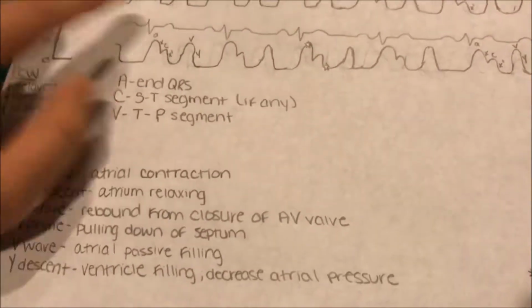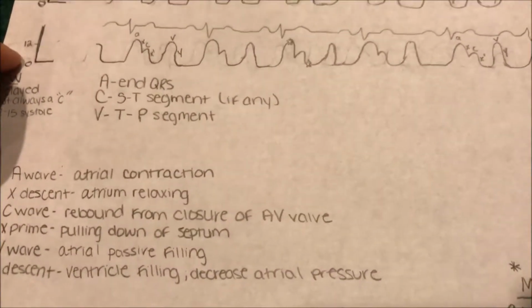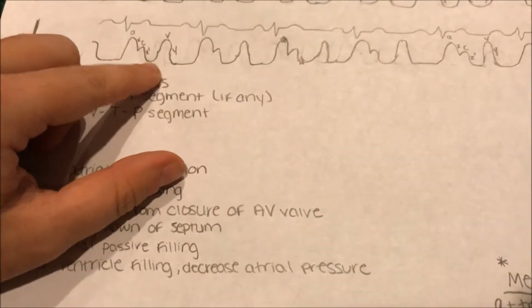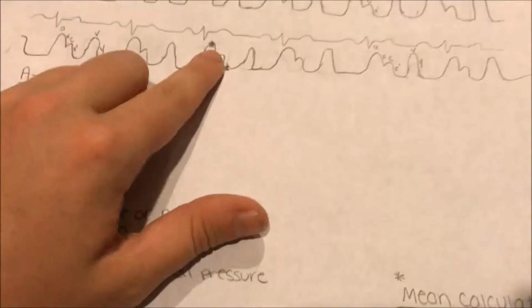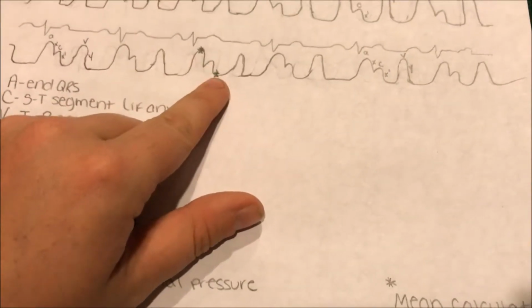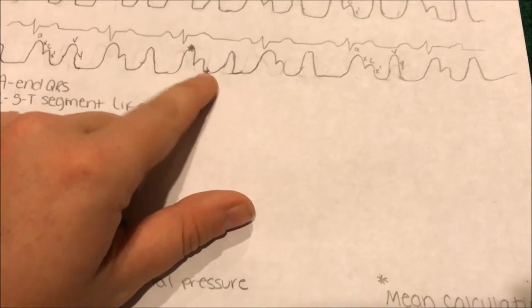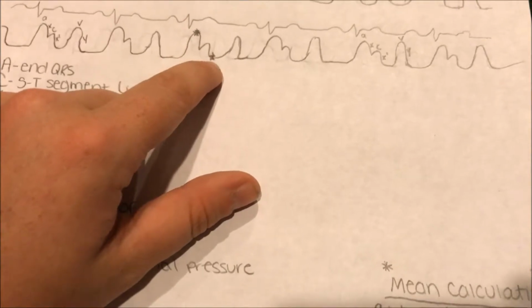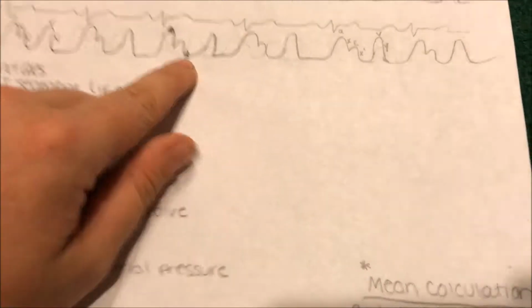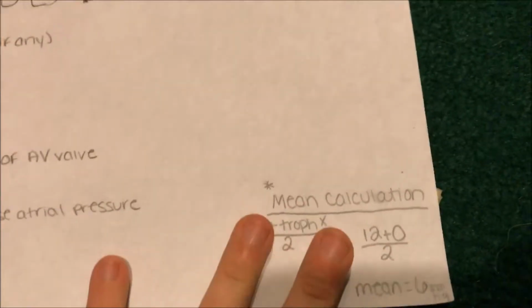So that's the A, then we have the trough of the X, which would be right down here. And I actually looked at here, 8, the trough of the X. So this is the lowest point after the X descent. This is where you're going to take that other variable. So we got 12 plus 0, because if we have a scale right here, it's at 0. 12 plus 0, which is 12, divide that by 2. The mean is about 6.